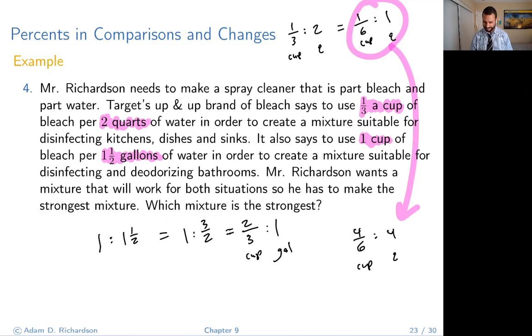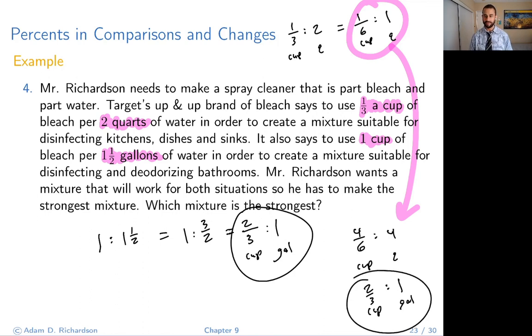But here's the beautiful part. 4/6 reduces to 2/3, and 4 quarts is the same as 1 gallon. So this is saying that the ratio from the first one, the one that's suitable for kitchens, is 2/3 of a cup per 1 gallon. And lo and behold, they're equal. They're the exact same ratio, which is hilarious.